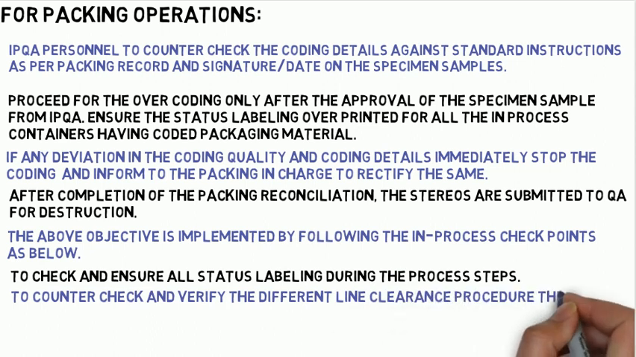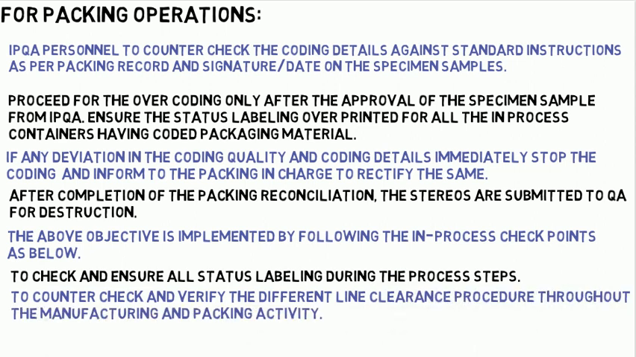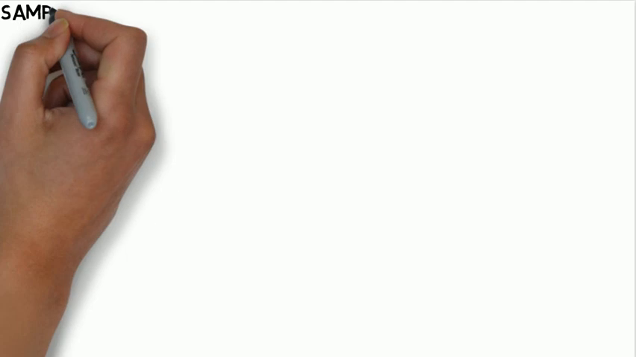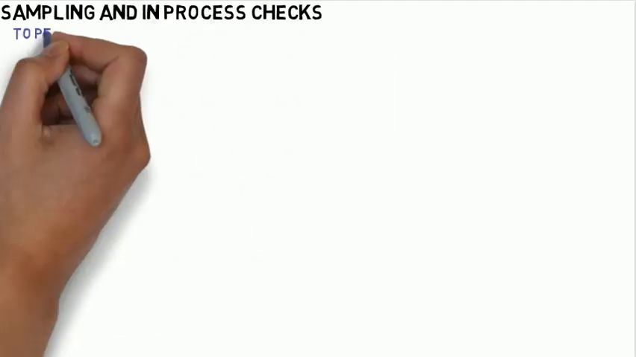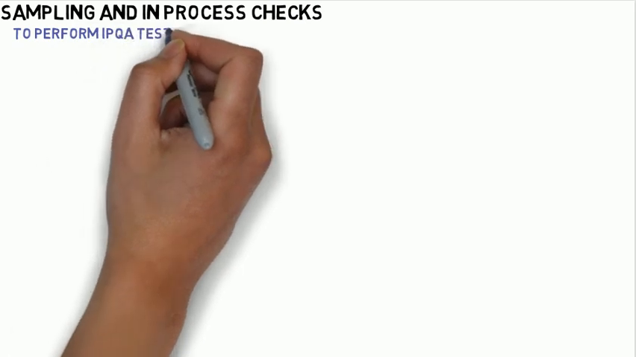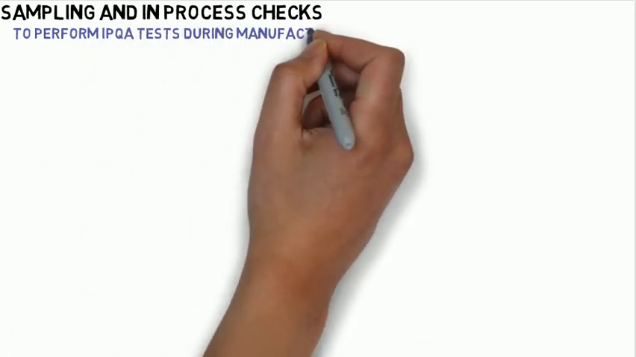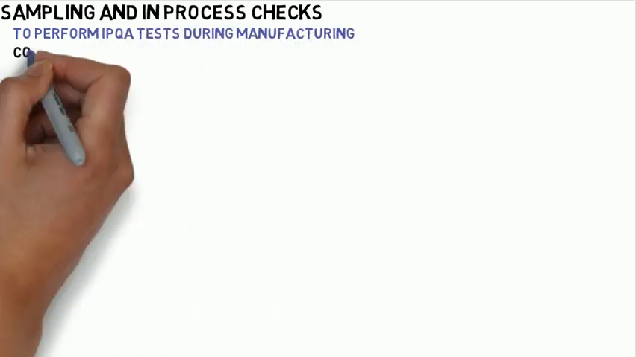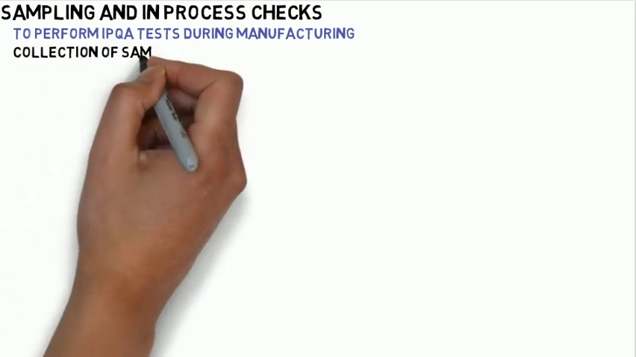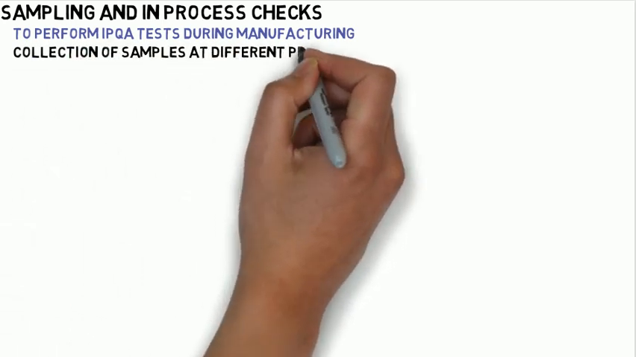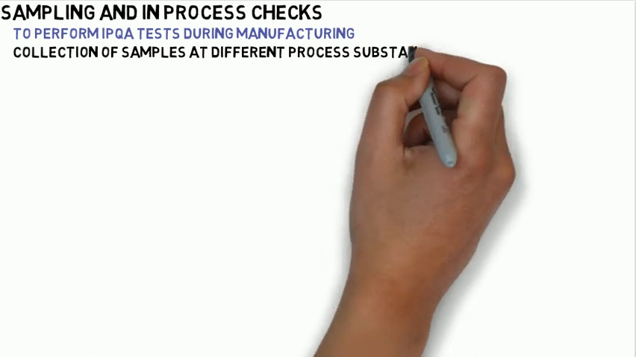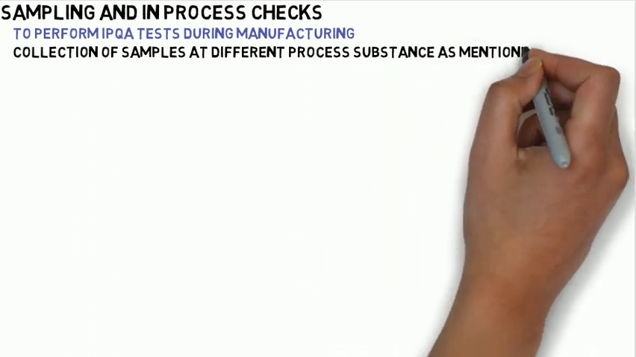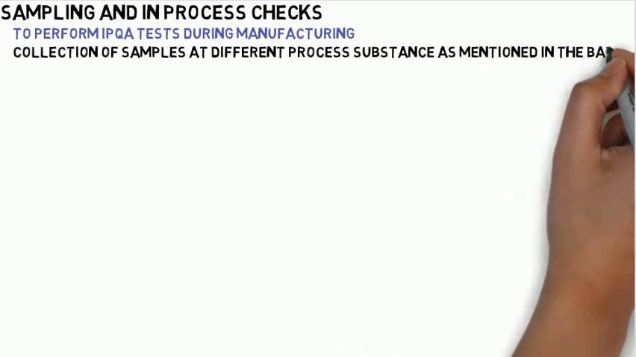Line clearance activity sampling and in-process check. Step 1. To perform IPQA tests during manufacturing as per Annexure 3 given at the end of the video. Step 2. Collection of samples at different process stages as mentioned in the batch record and hand over to quality control for analysis as per Annexure 2 given at the end of the video.